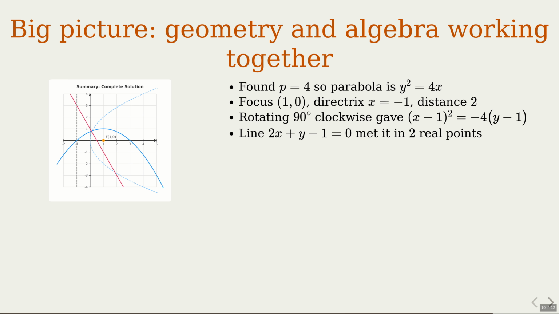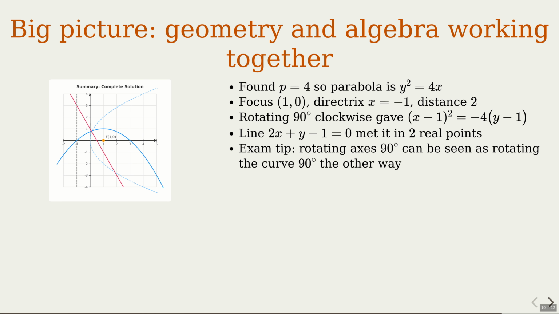exactly two intersection points. A handy exam tip is that rotating the coordinate axes in one direction is equivalent to rotating the curve itself the opposite way about the fixed point. It is cool how a geometric move like rotation turns into a coordinate substitution and then back into counting roots.